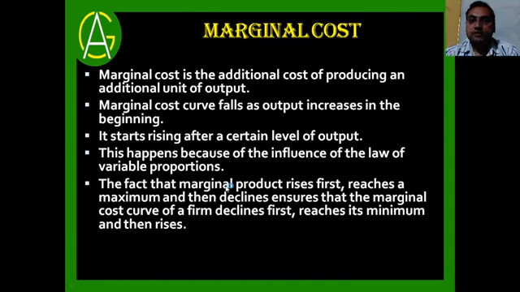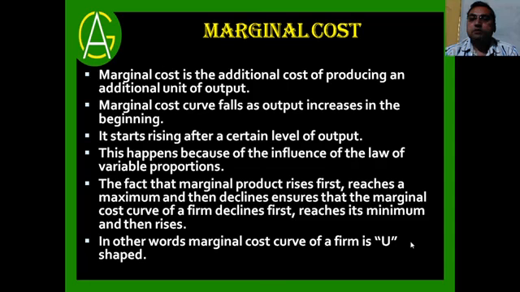See, the fact that marginal product rises first, then reaches maximum, then declines, ensures that the marginal cost curve of the firm declines first. When marginal production was rising, marginal cost will be declining. When marginal production reaches the maximum, marginal cost reaches the minimum, and when marginal production is decreasing, the marginal cost will be rising.